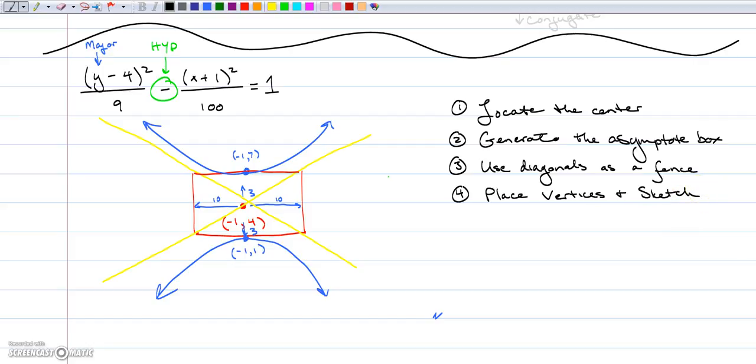All of this comes from the formula of (x minus h) squared over a squared minus (y minus k) squared over b squared, and it always has to equal 1.